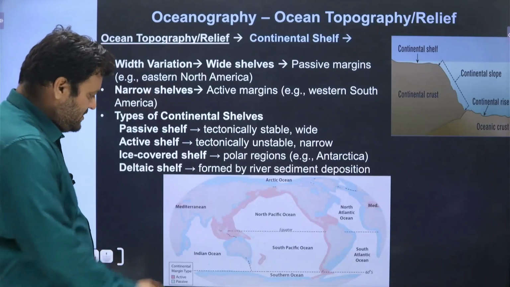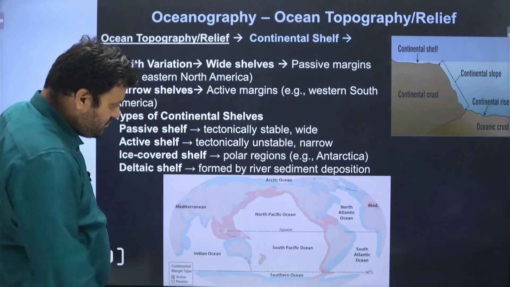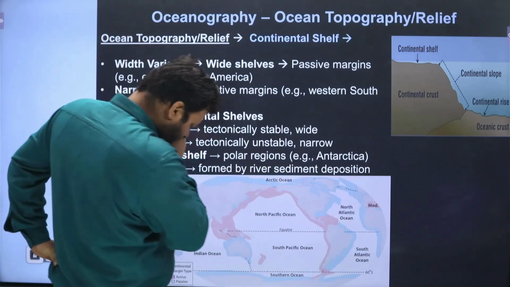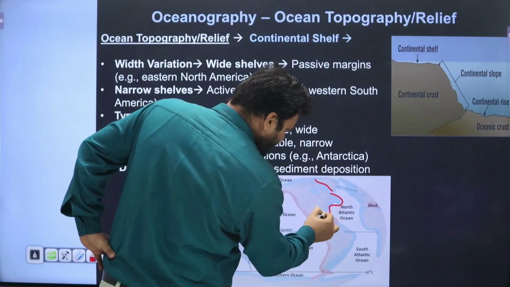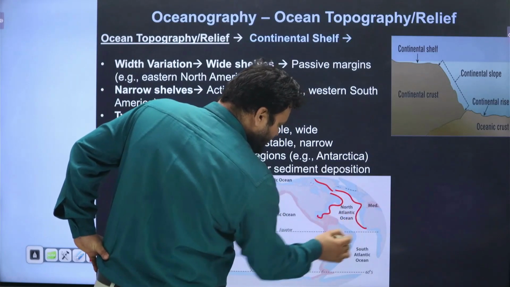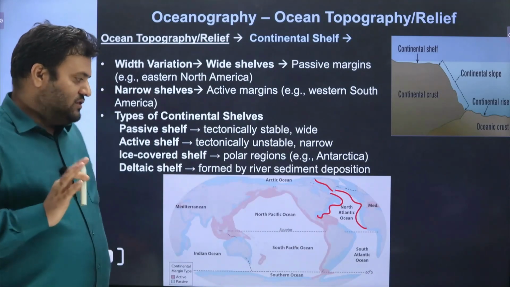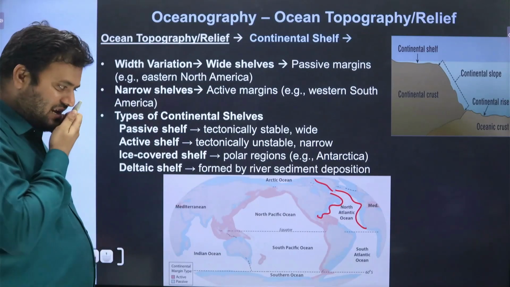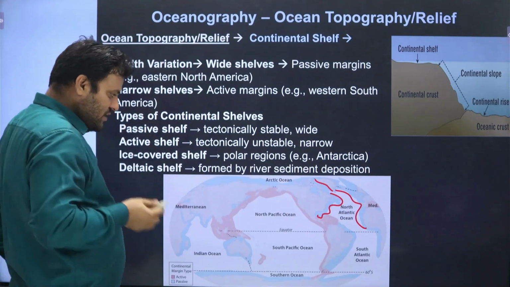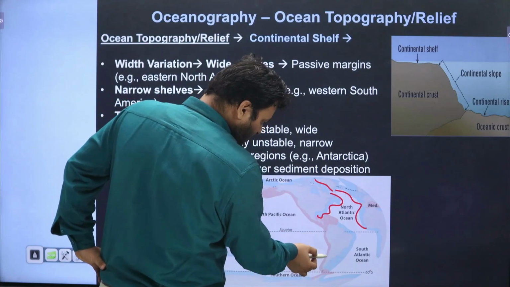Plate tectonism. Here, for example, see guys, wherever you have a passive margin, which means where the plate tectonism is not that much active, in those areas you will see that the continental shelf is extended more, meaning the length is more. But wherever you have an active margin, meaning where you see convergent plate boundary movement.